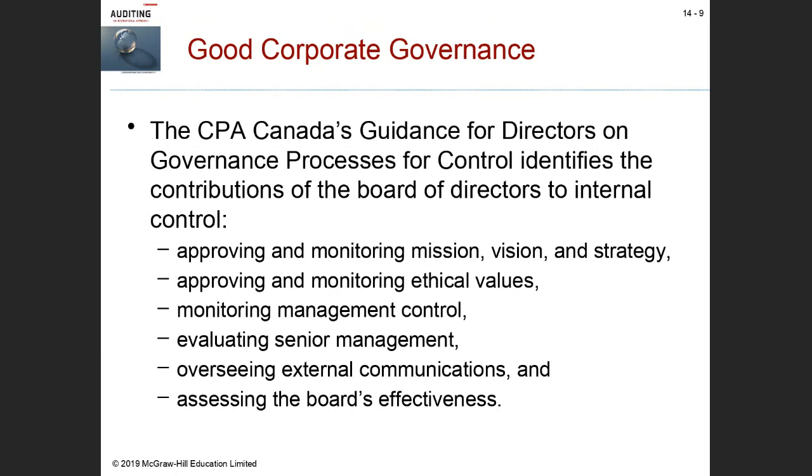This PowerPoint on corporate governance is on page 626 in the text. Again, you don't have to be aware of the Canadian rules in particular. Here it talks about CPA Canada's guidance for directors on corporate governance. But essentially what this is talking about, how do we have control at the board of director level?